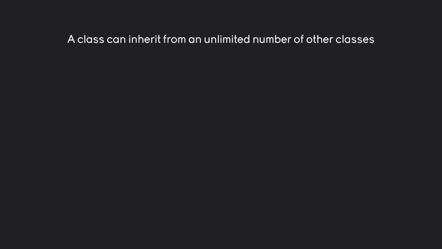And one important concept here is that the class can inherit from an unlimited number of other classes. This could look like this. In here, we could have a parent class 1, a parent class 2, and a parent class 3. And then the child class would have the attributes and methods of all of these parent classes.